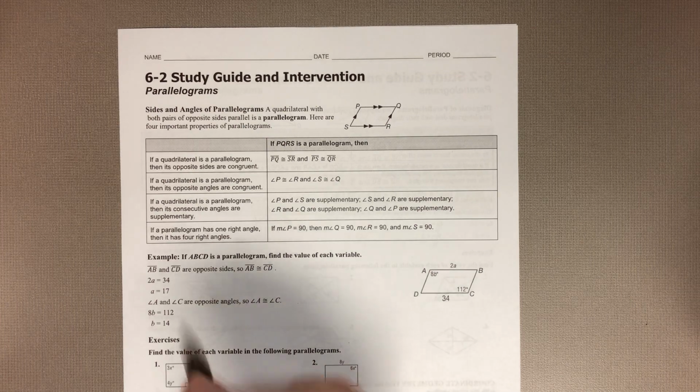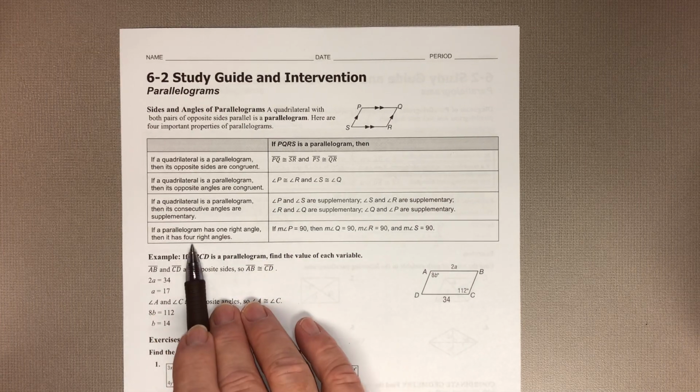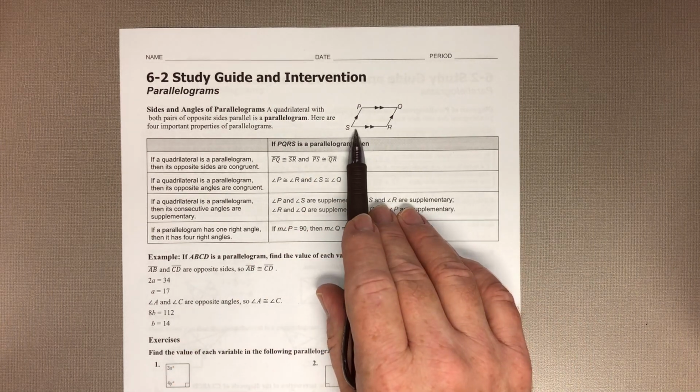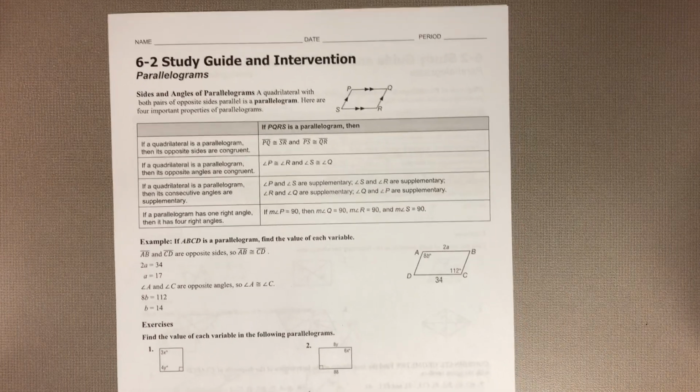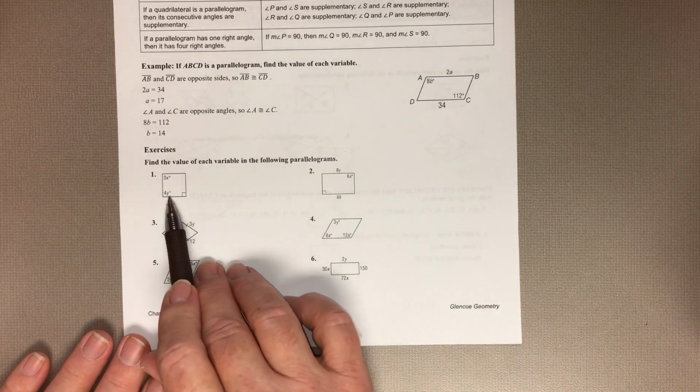okay? The next one is if a parallelogram has one right angle, then it has four right angles. So anytime you have a parallelogram and you make one of the angles a right angle, then all the other three will also have to be right angles. All right, let's go use these theorems, starting with number one.